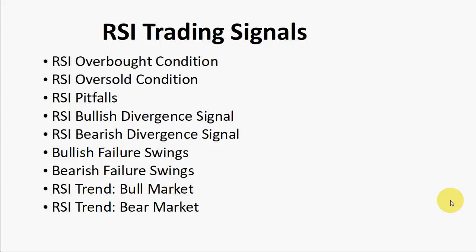Okay, so now we will look into different trading signals that we can generate from RSI. So the first one is the overbought, oversold signals. We look into divergence signals, failure signals, and the trend signal.